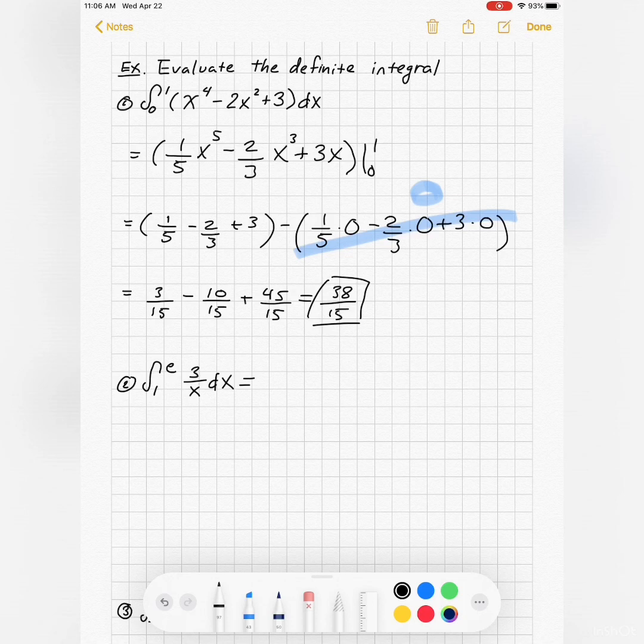Excuse me. Okay, so what about number 2? Let's see. I could move that 3 out front if I wanted to. Really what I'm integrating here is 1 over x. So I know the integral of that is ln of x. Evaluate from 1 to e.